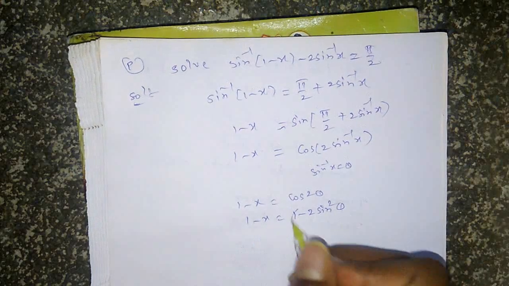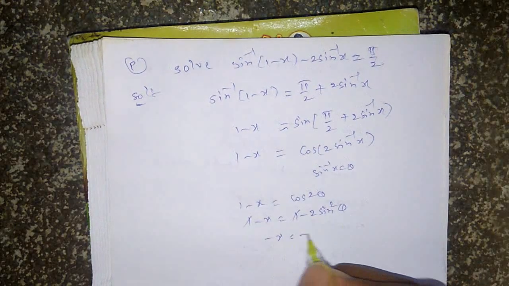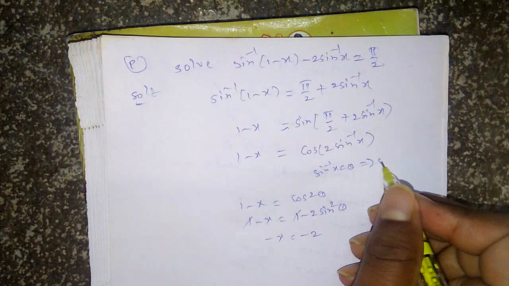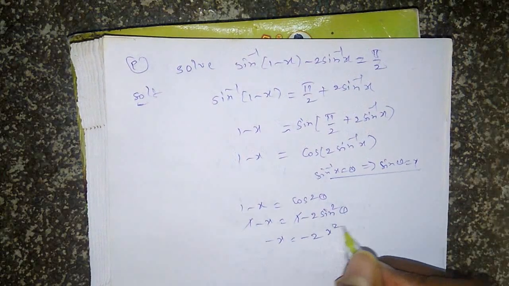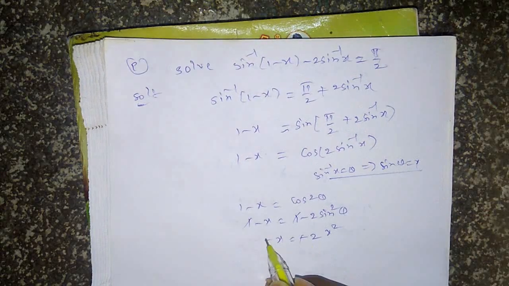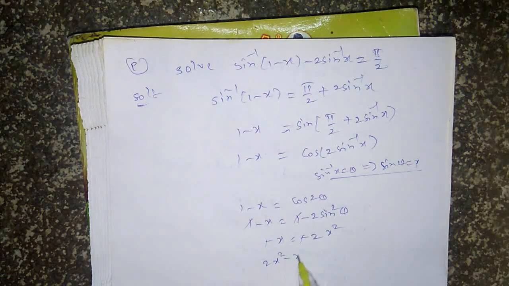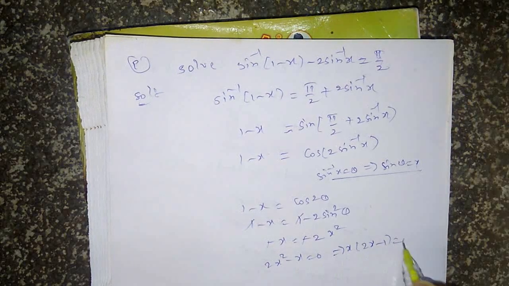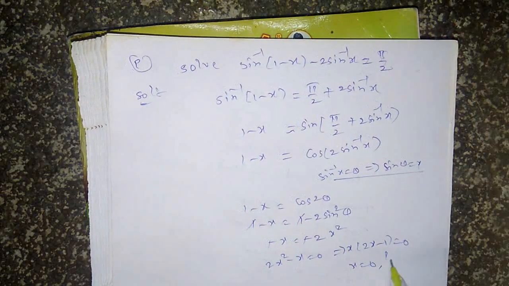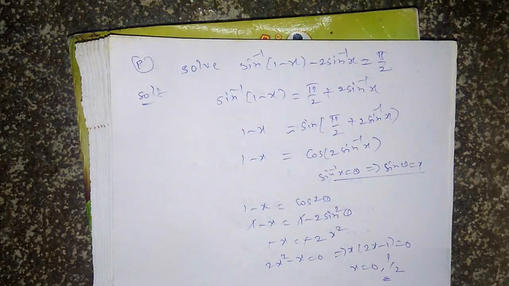1 minus x is equal to cos 2 theta, which can be written as 1 minus 2 sin square theta. Here 1 gets cancelled, minus x is equal to minus 2 sin square theta. Here sin theta will be x. Substitute here, minus 2x square. So here minus minus gets cancelled, 2x square minus x is equal to 0. If you take x common, x(2x minus 1) is equal to 0, implies x is equal to 0 or 1 by 2 are the solutions of the given equation.